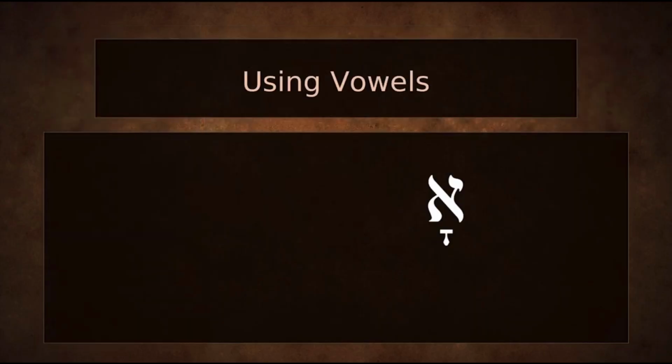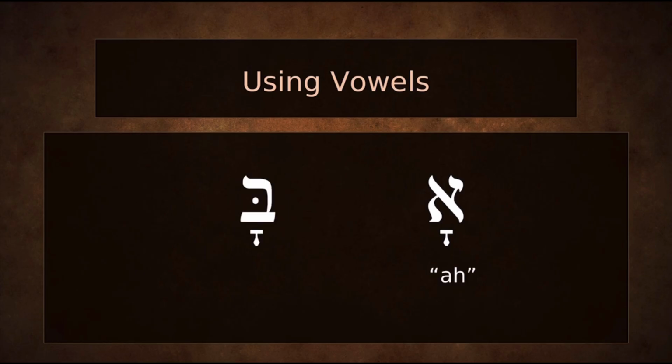The kamatz is written directly under a letter. So here you can see an aleph with a kamatz written underneath of it. If you were to pronounce this, you would pronounce the aleph first and then the kamatz. So in this case, the aleph is silent and the kamatz makes the sound ah. So together, this letter and vowel would be pronounced ah.